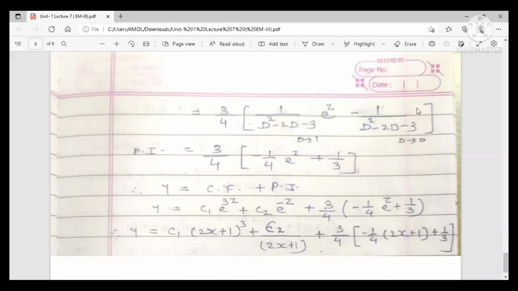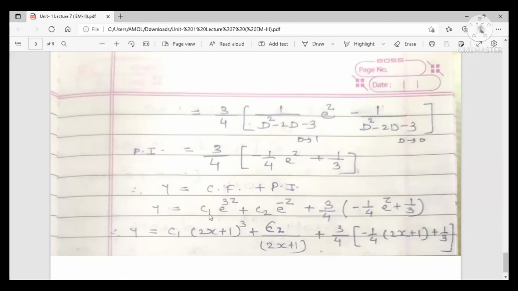In the second term, the constant term is there. No exponential function is there. The constant term is 1. So if the constant term is there, then we use the special subcase of the first case of the shortcut method. We replace D by 0 if there is a constant term. D is equal to 0 in the denominator, so the only non-zero term is minus 3, and this minus sign becomes plus. So the term is 1 by 3. And so the PI is 3 by 4 in bracket minus 1 by 4 into e raised to z plus 1 by 3.